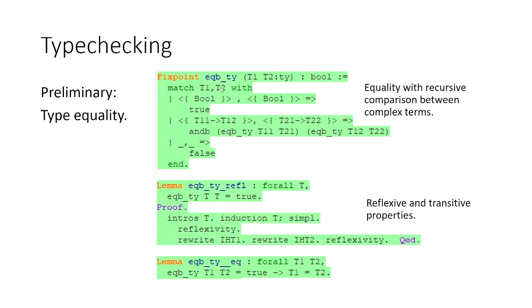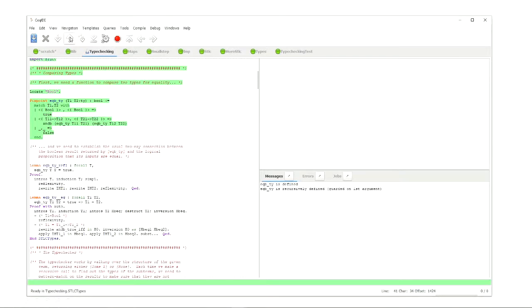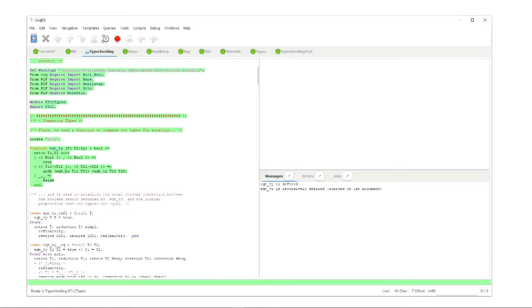So there's essentially two parts to this function, and I can actually show you this in the Coq proof solver. The first part that you see here matches T1 and T2, the two types we're given, with two Boolean values. If they are of type bool, then we say that it's true and the types are equal. Then we try matching them with functional values. So this is a function that maps T11 onto T12 and T21 onto T22.